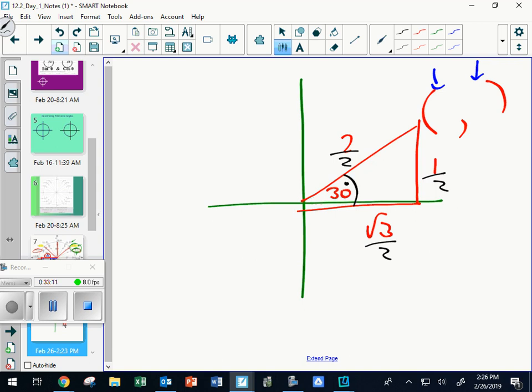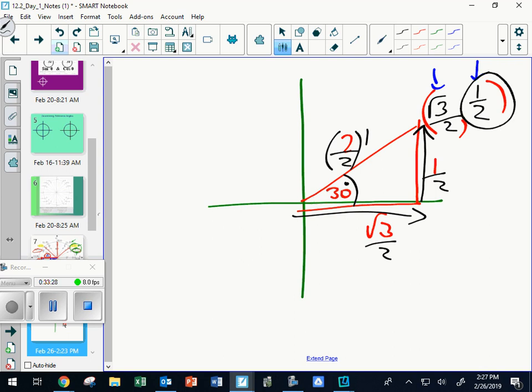Sine is opposite over hypotenuse. That's a 1. So opposite over hypotenuse is that spot. You'd go over this much. Get what I mean by over that much? To the right. And then up that much, which is the y, which is 1/2. And the sine is the y, and the cosine is the x.